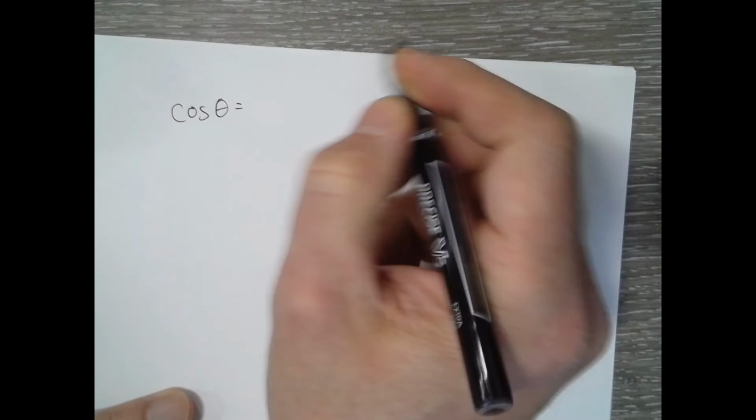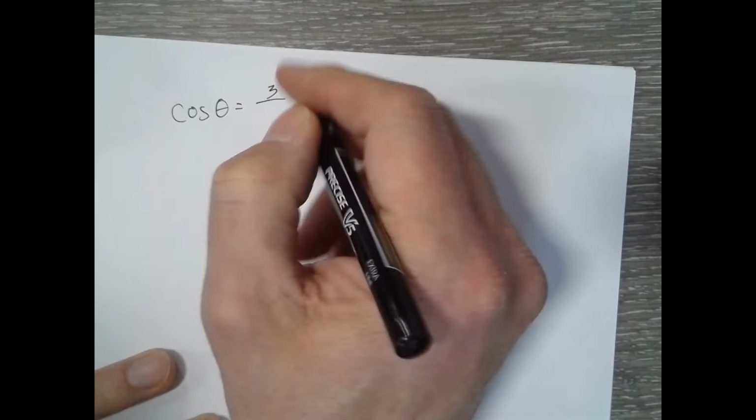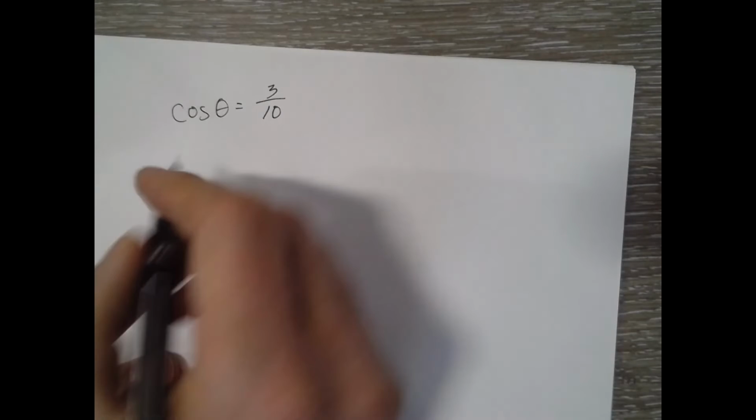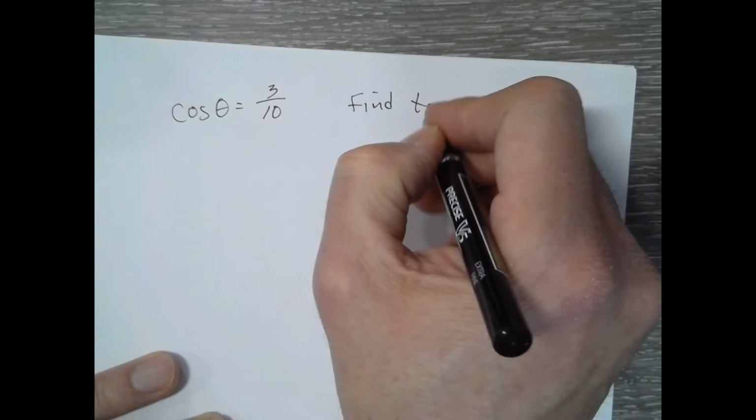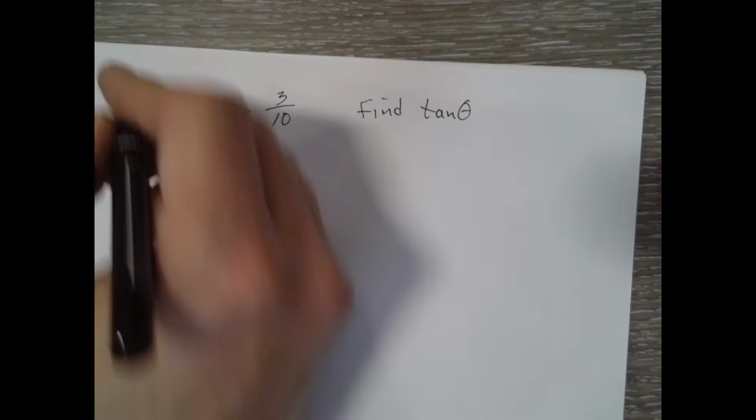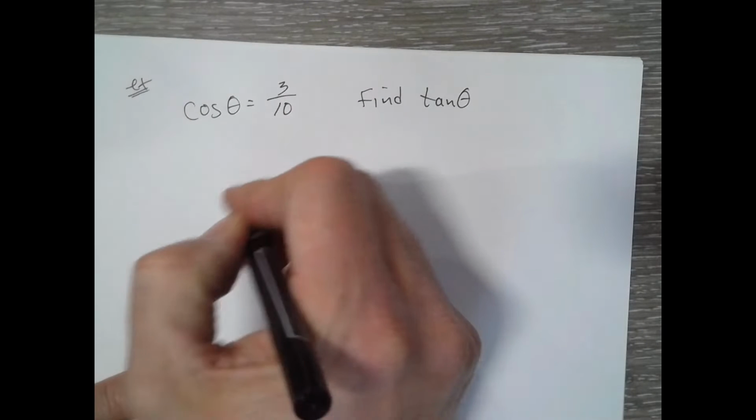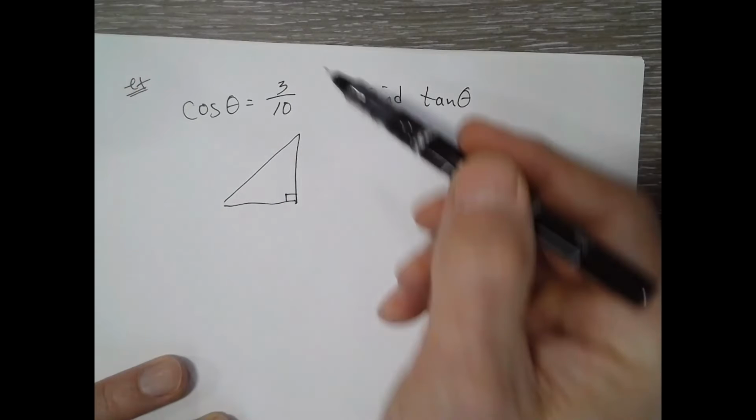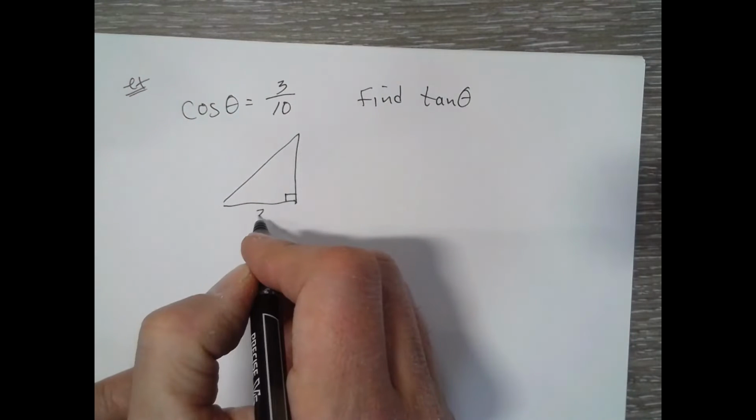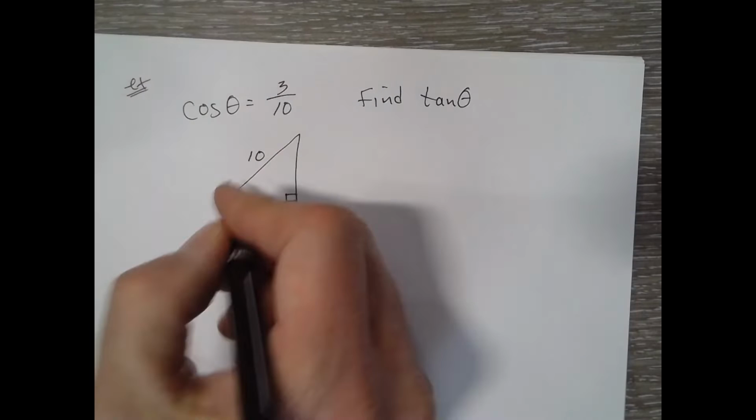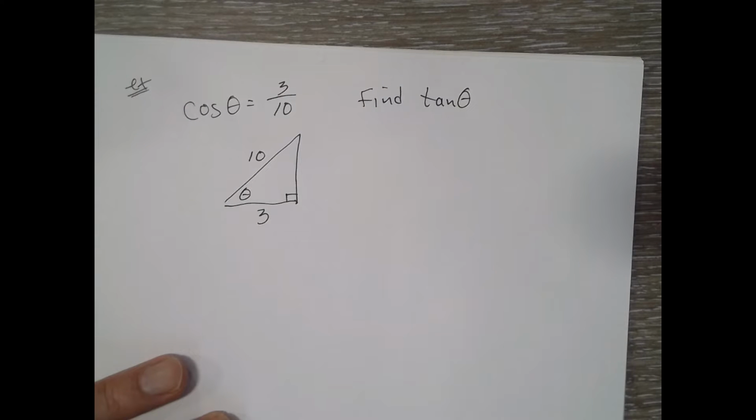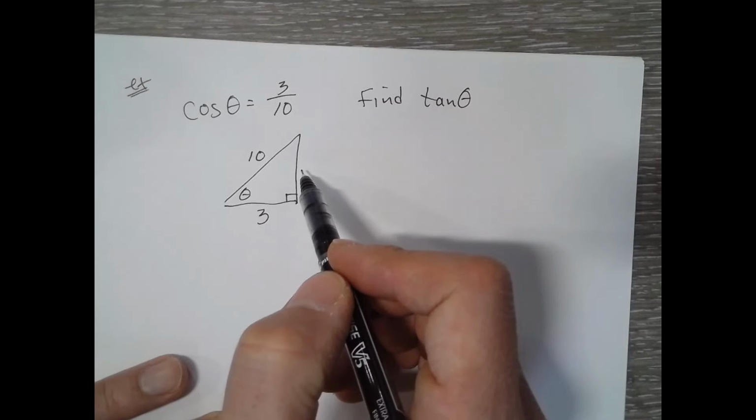All right, so what if I told you that the cosine of theta equals 3 over 10, and I want you to find the tangent of theta. Okay, so we need to draw our triangle. If the cosine of theta is 3 over 10, that means the adjacent over the hypotenuse would be 3 over 10. There's my theta.